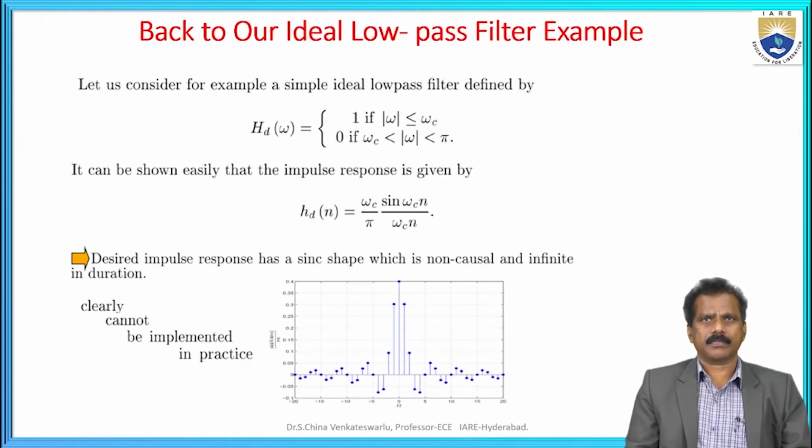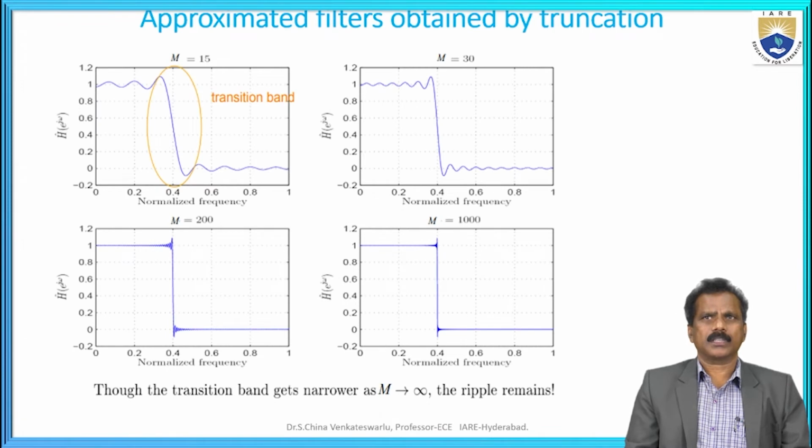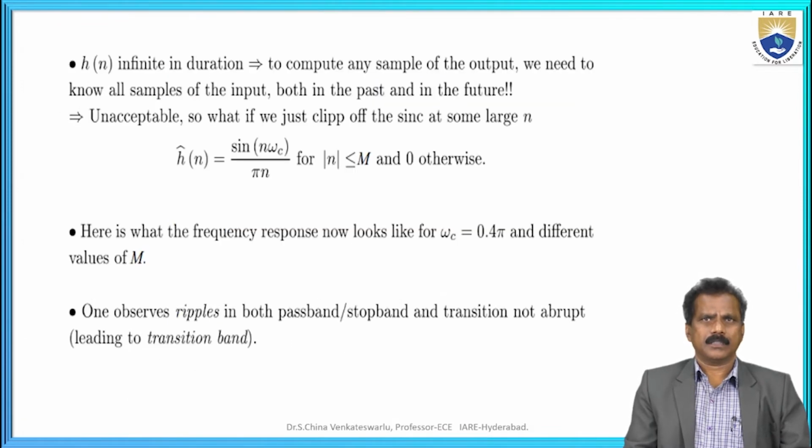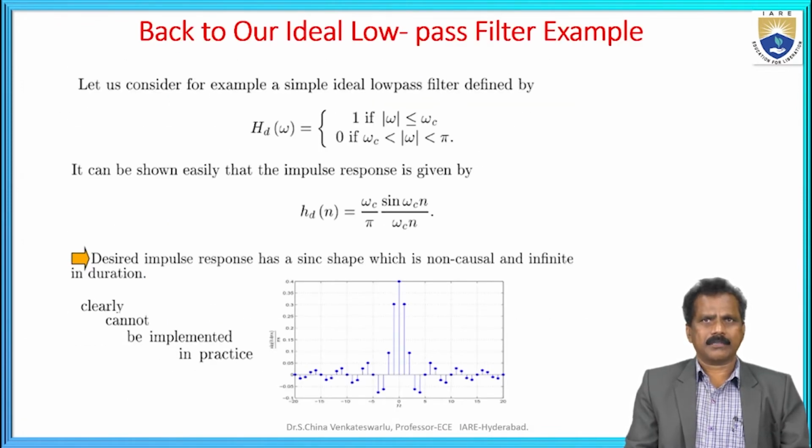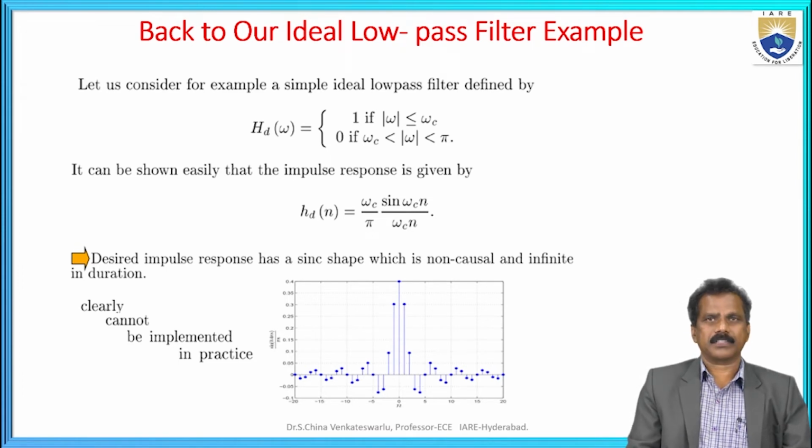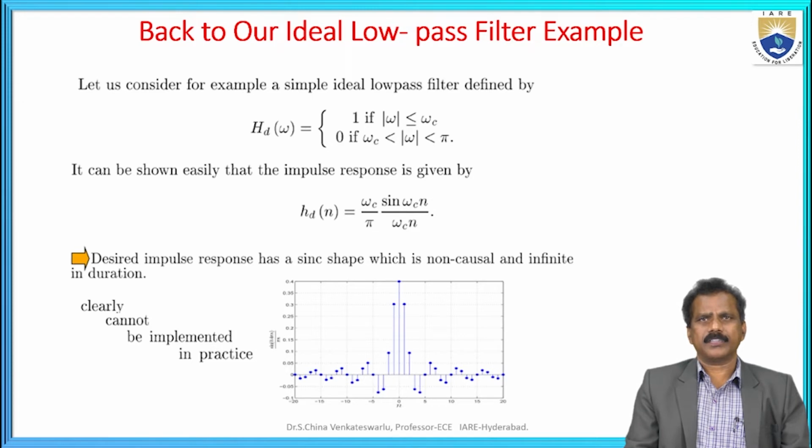That method series is followed by our ideal low pass filter example. Let us consider, for example, a simple ideal low pass filter with the desired frequency response H_d of omega equal to 1 if mod omega is less than omega c.